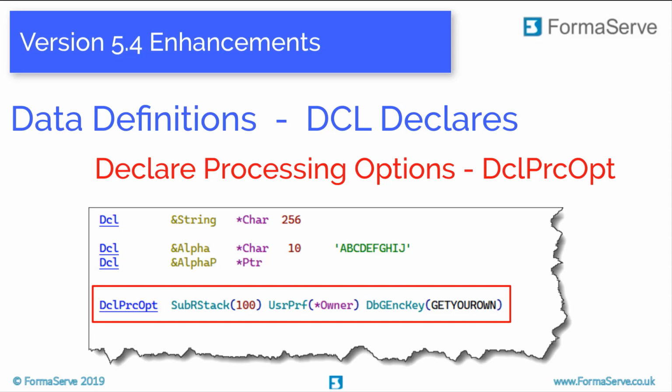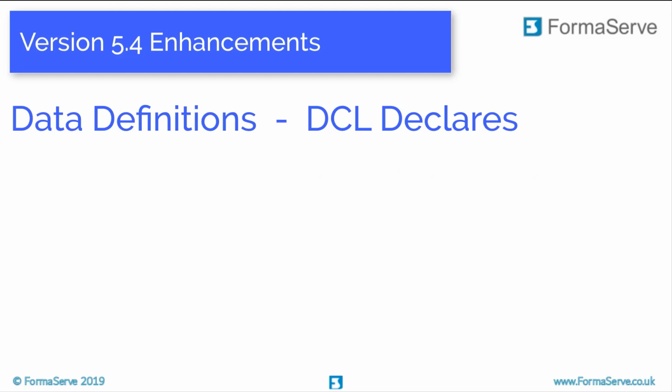This command has to be placed within the declare section of a CL program, along with the declares and copyright. And there can only be one DCL PRC OPT command per program. In this example, we can see this new command, and it will specify a subroutine stack of 100. It will run under the user profile of *Owner, and it has an encrypted debug key of get your own. All very useful additions.